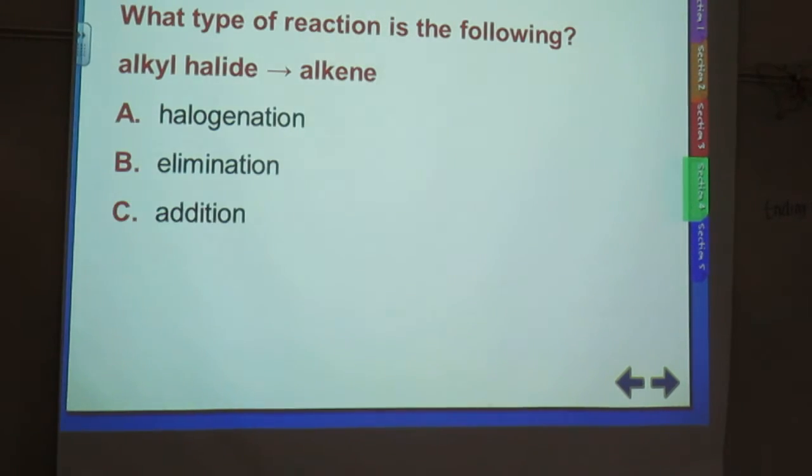What type of reaction is the following, where you're starting with an alkyl halide and you're going to an alkene? That's an elimination reaction. You are eliminating the halide from that reaction. If I was drawing it out, I would have a chlorine on one carbon with a hydrogen on the next, the chlorine and the hydrogen would be eliminated, and you would get hydrochloric acid along with your alkene.